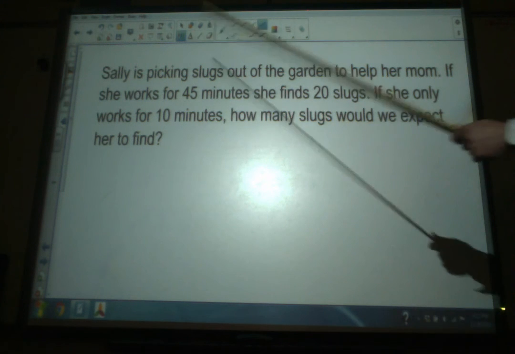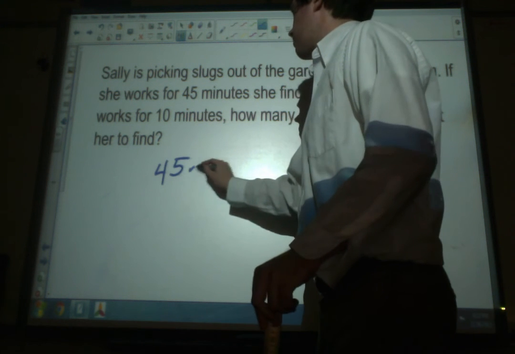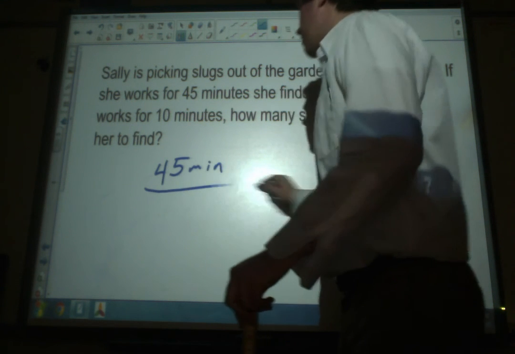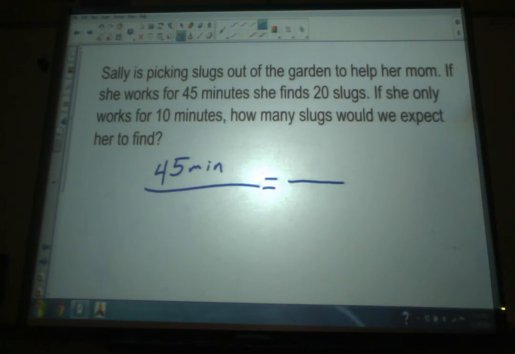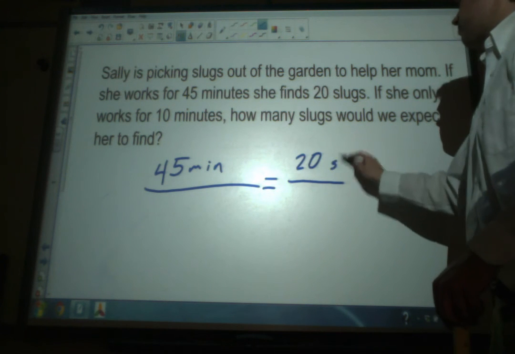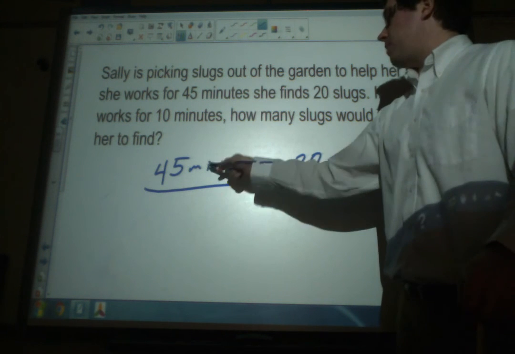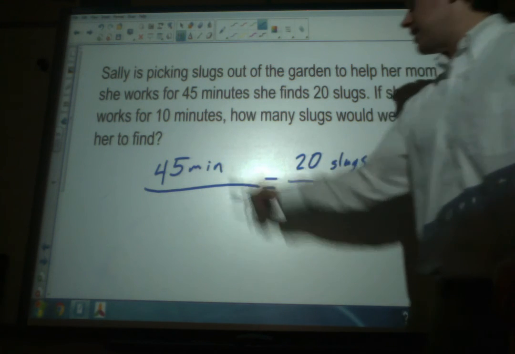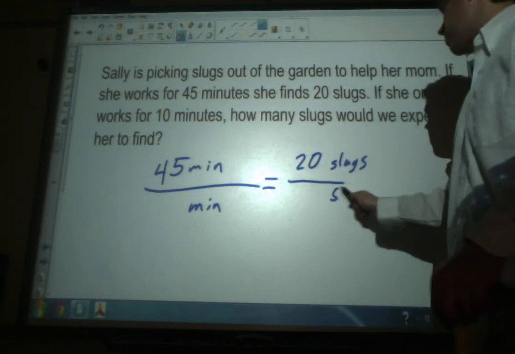So the first number we see is right here, 45 minutes. I'm just going to make that my first number. Okay, 45 minutes. So she works for 45 minutes and she finds 20 slugs. Notice I put the slugs over here because if I'd put it here, we would have had minutes with slugs, and we can't have that. It's got to be minutes with minutes, slugs with slugs.